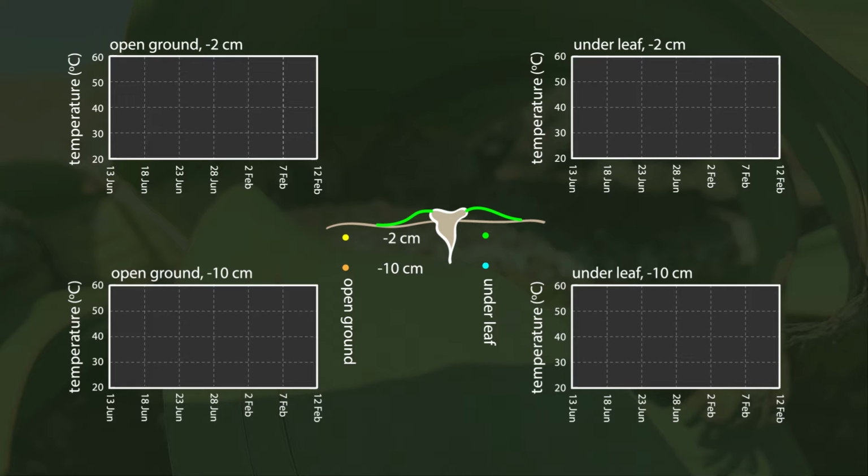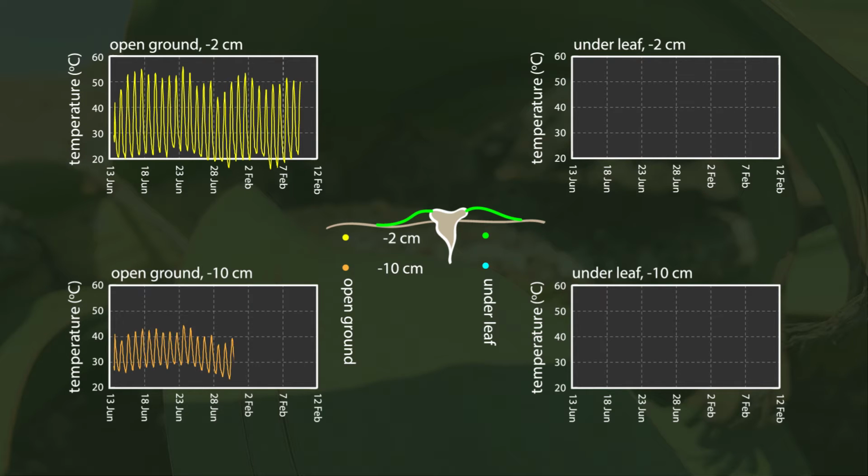Okay, here are the data, in open ground at shallow depth and at -10 centimeters, and under the leaf, again at depths of -2 centimeters and at -10 centimeters. Here we have our classic problem of the squiggly line. What meaning can we extract from them, and how hard is it to extract it?